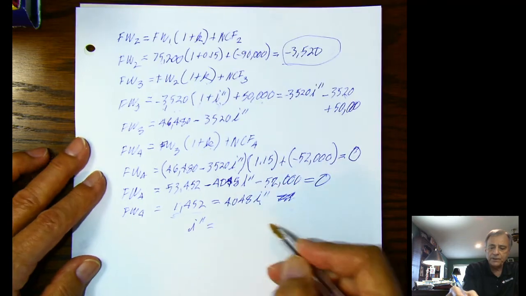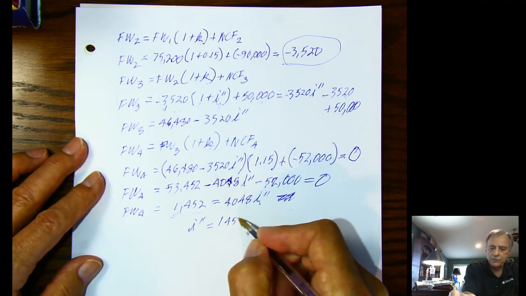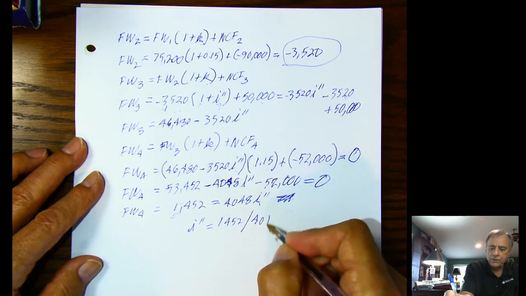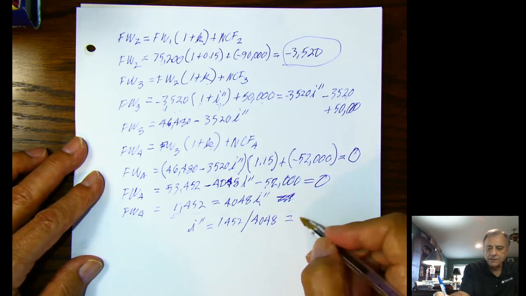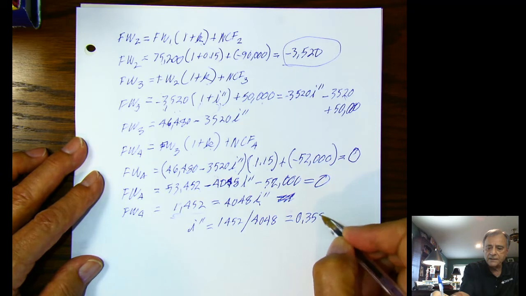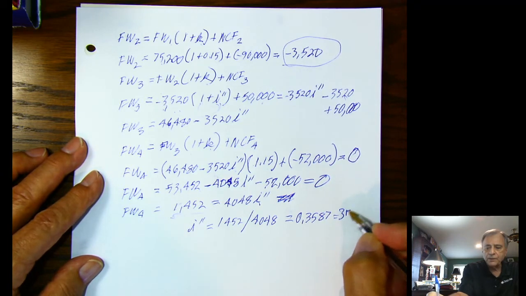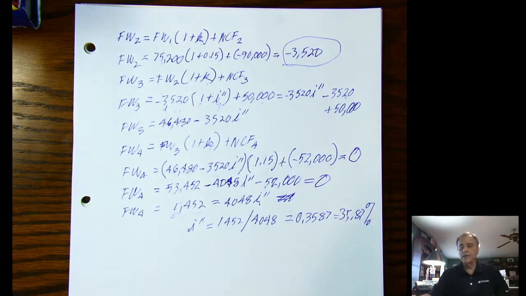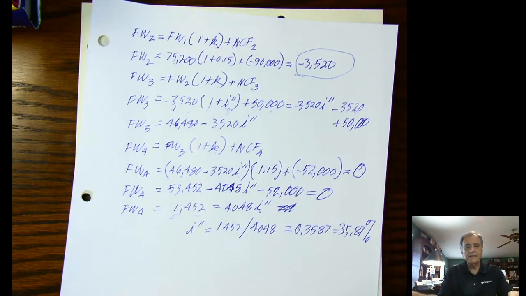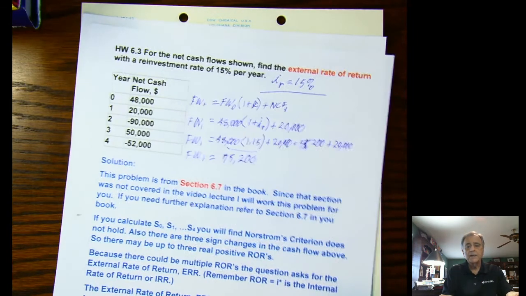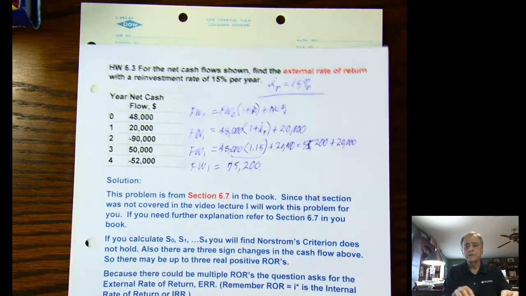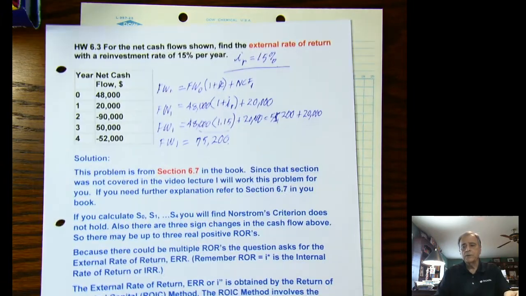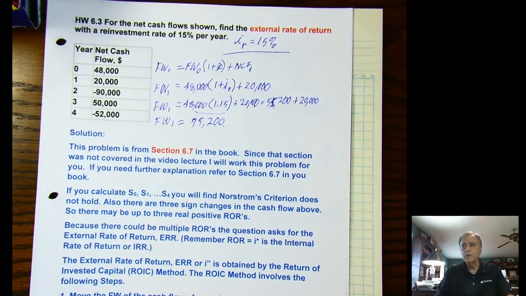i double prime will be equal to 1,452 divided by 4,048, which turns out to be 0.3587 or 35.87%. So that's the external rate of return method. That's how it's worked, and I've put all the data and all the explanations here, and these notes will be posted online as well. So the next problem we'll work is 6.4.